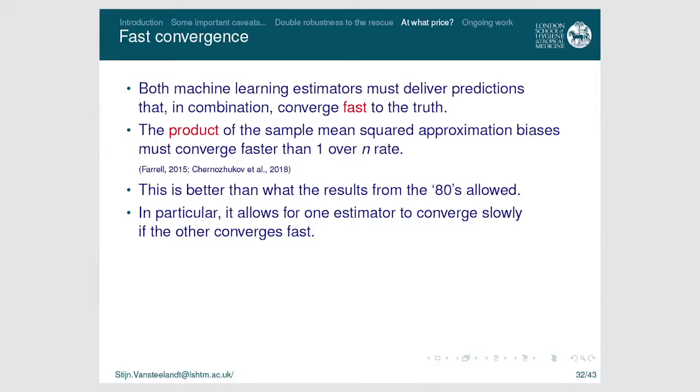So let me make this a little more concrete. Suppose that I had some knowledge that physicians only use a few variables to decide on treatment. Well, then I would know that my treatment model might be fairly simple. At least it might contain few variables. And if that is the case, then I know that this prediction is going to converge fast as a result. And it means that I can easily allow for very complicated outcome models instead.